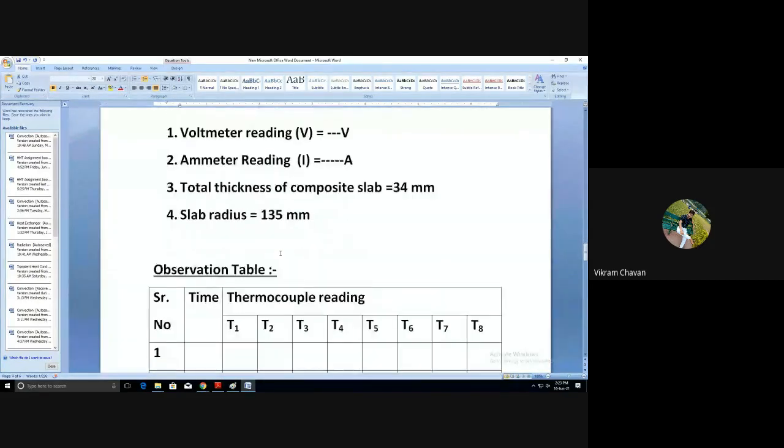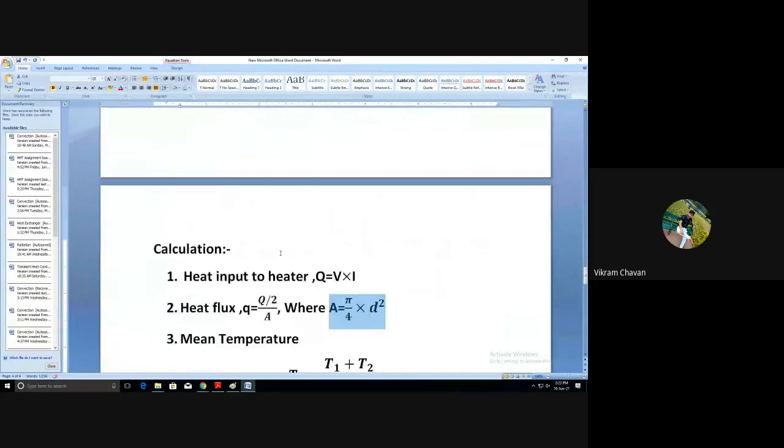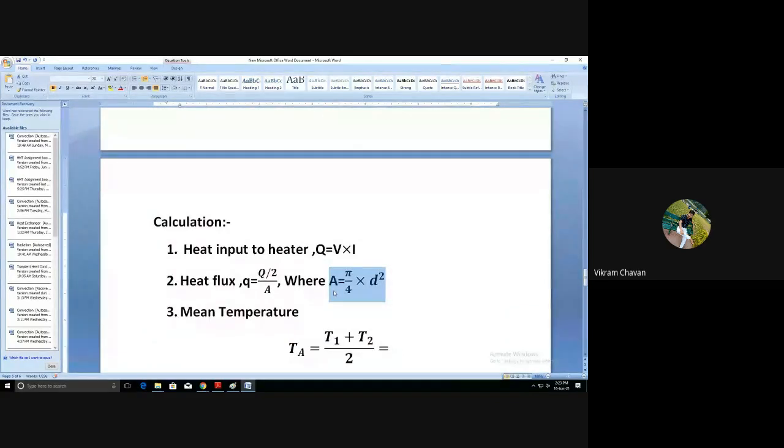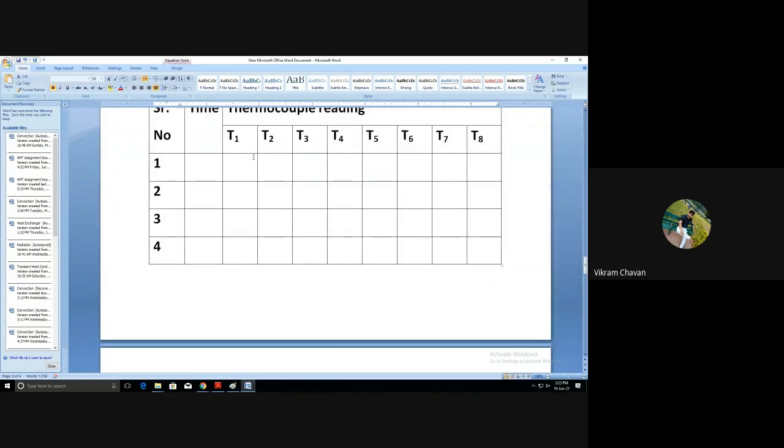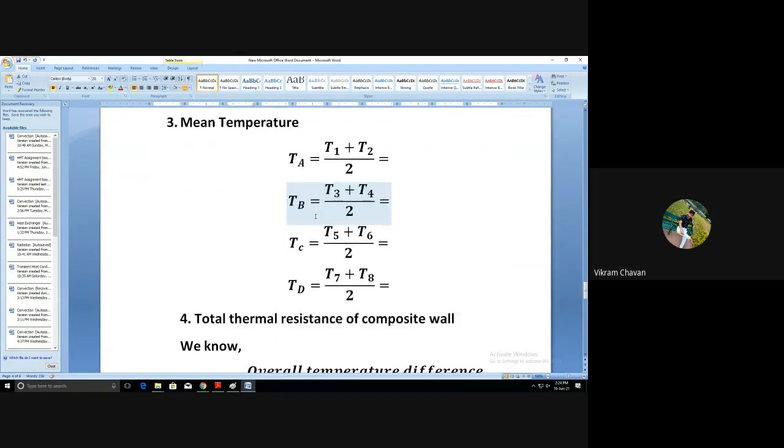Okay, so for the circular geometry, the surface area will be considered as pi by 4 multiplied by d square. So here the diameter is known to you, or the radius is known to you, so you can calculate the surface area. Then further we have to take the mean temperatures. Mean temperature means the average of T1 and T2.